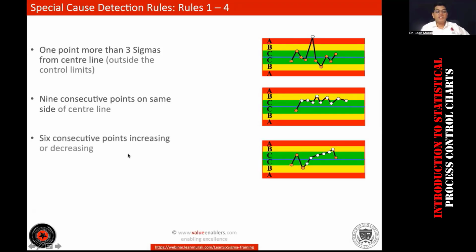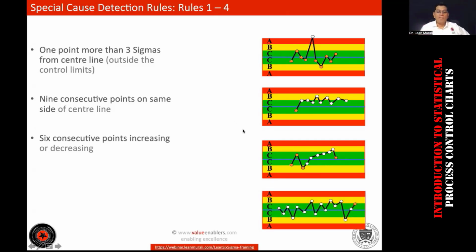And the third one is interesting. 6 consecutive points increasing or decreasing. If you see here 1, 2, 3, 4, 5, 6, 6 points are increasing or 6 points decreasing. That is also an indication of a special cause. 14 consecutive points alternating up and down. That is also an indication of special cause because some operator is tweaking the data every now and then. He is trying to bring it within the control limits so that he doesn't get fired by the production manager.